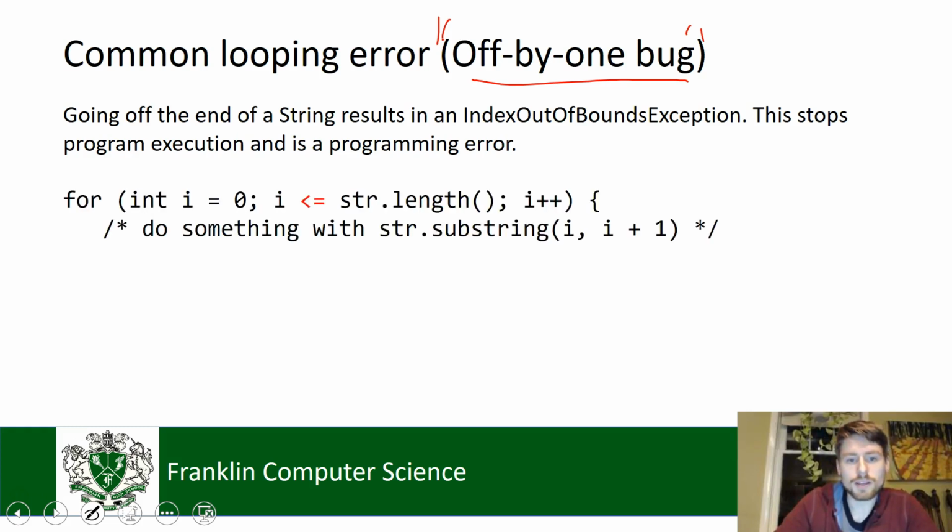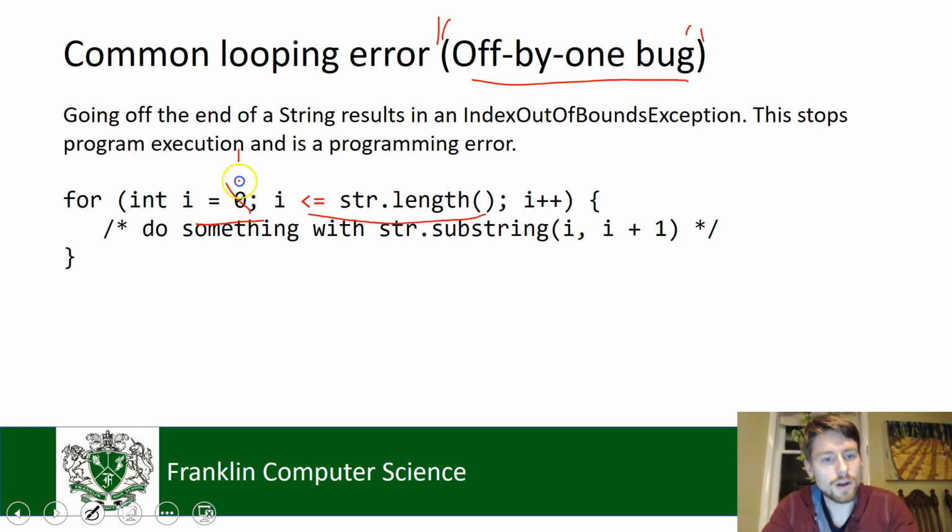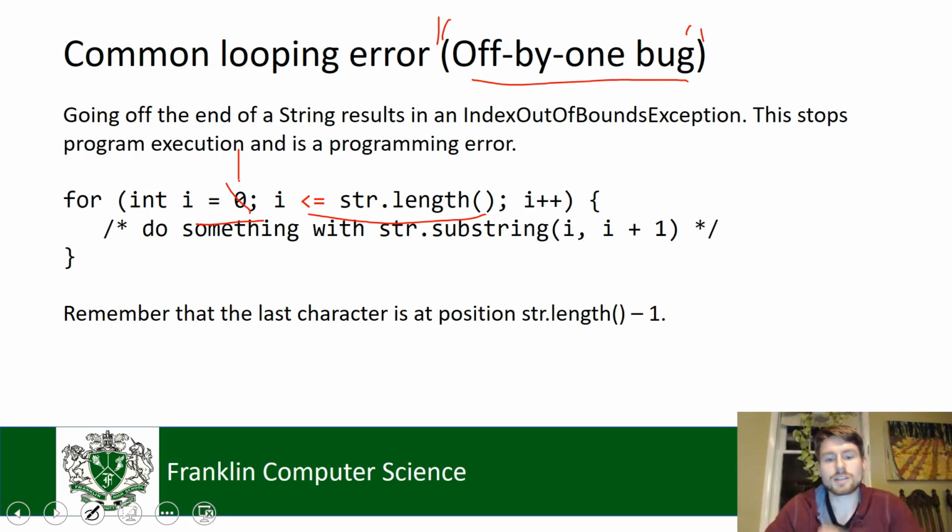So here's one way you could have gone off the end of the string. If you start at 0 and you go less than or equal to string.length, or if you started at 1 and went less than or equal to string.length, then you're going to go off the end of the string, because remember the last position is at string.length - 1. And so when i equals the length of the string, you're accessing the thing that's off the end of it. That's invalid and it throws an error. So in either case of starting at 0 or starting at 1, this won't work.